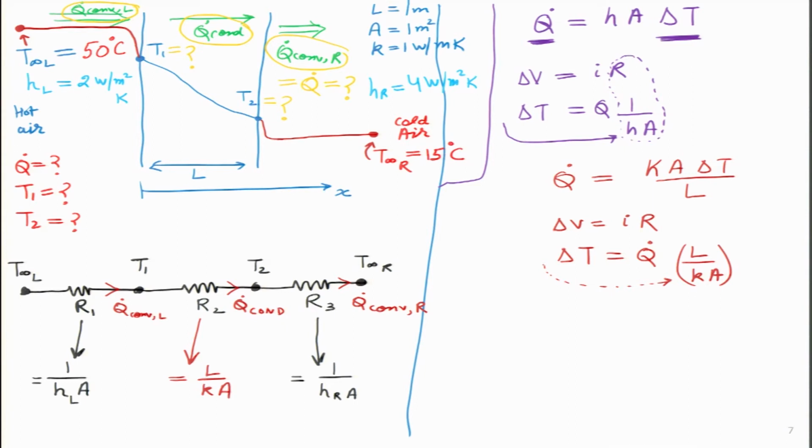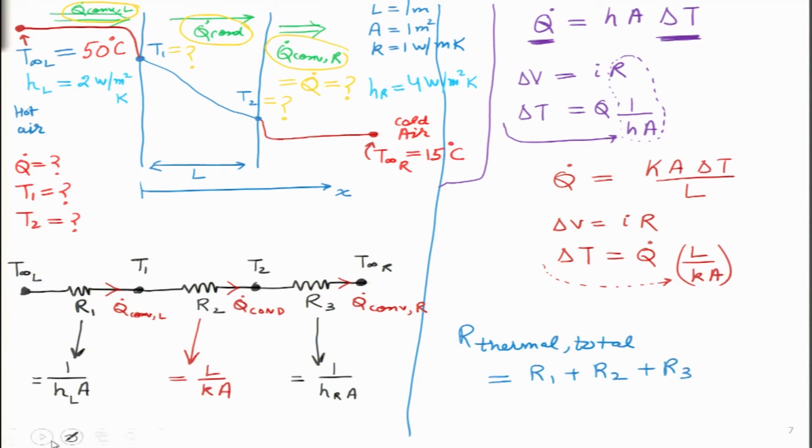Now, let me calculate the total resistance. How can I add them up together? I can clearly see they all are in series, which means R thermal total, which is the total thermal resistance in this particular diagram, is simply R1 plus R2 plus R3.